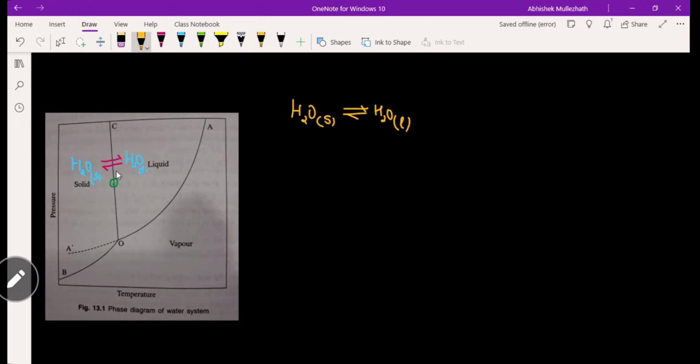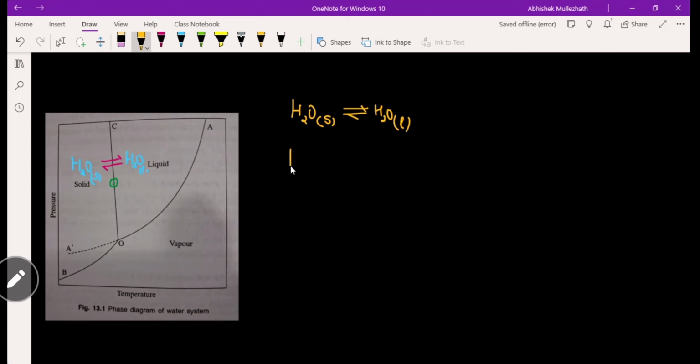Okay, so why have I written this? Because our system is exactly on this curve OC, and the OC curve is the melting curve or freezing curve. Now, if I have to calculate the degree of freedom, how many variables would be required to define the system?